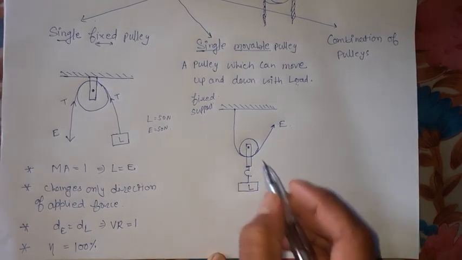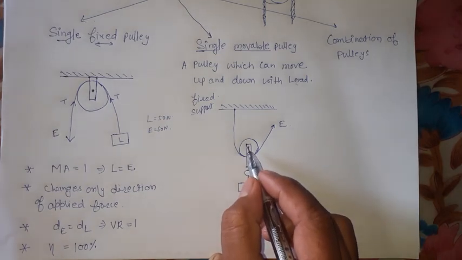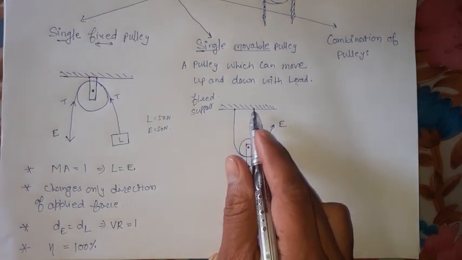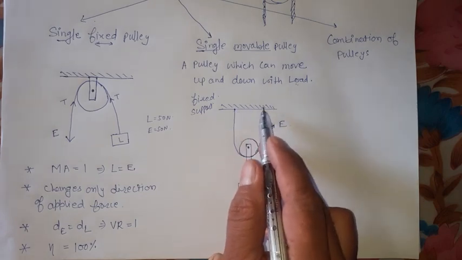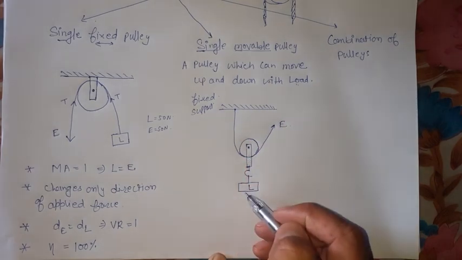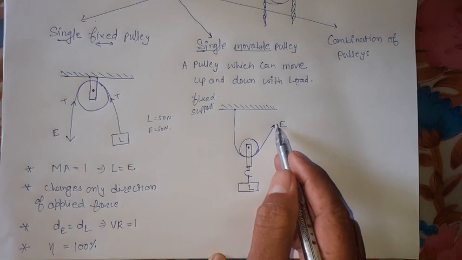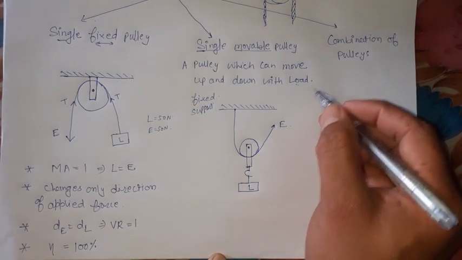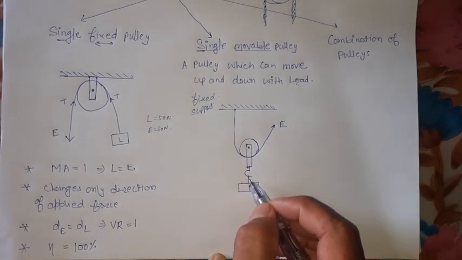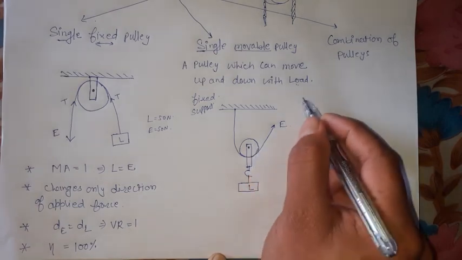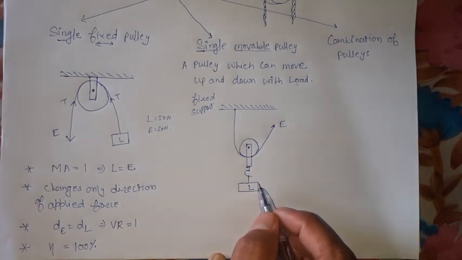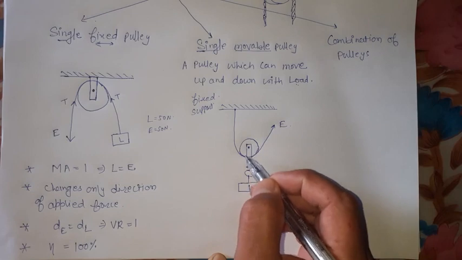Okay, so student, you will check over here this block. This time it is not fixed with this fixed support. Okay, it is with the load. So therefore, when we apply the effort in upward, what will happen? This load along with the pulley will also move. So therefore it is said to be movable.